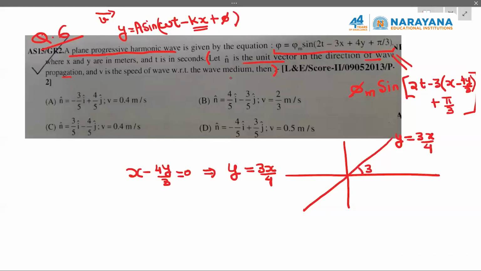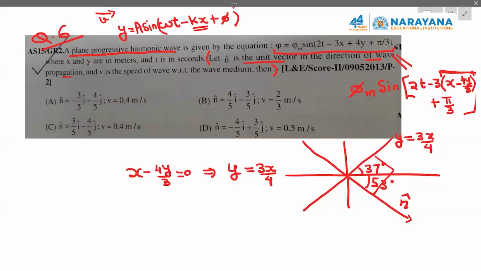And this angle I have taken as 37 degrees. So practically, the direction of propagation of this vector is normal to that line, which is coming out of this equation, right? X minus 4y. So this angle comes out as 53 degrees. And again, this is the direction of propagation.